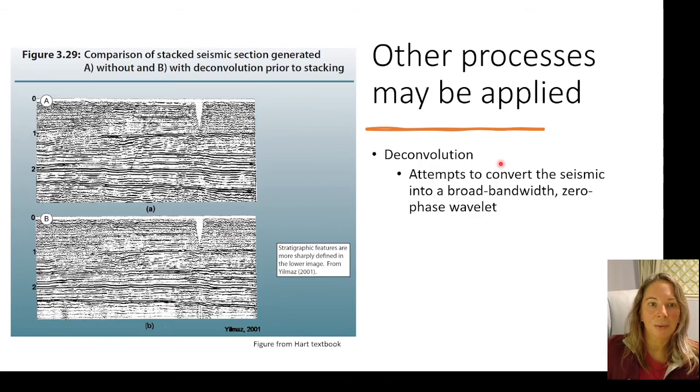Deconvolution I've mentioned also. This is a process that's essentially used to remove the acquisition wavelet and transform it to the zero phase wavelet that we prefer for interpretation. And so this is an example of deconvolution. We've got on top without deconvolution, and on the bottom with deconvolution. You can see that the reflectors look a little bit more continuous, and we'd have a little bit more confidence in terms of mapping once we've done the deconvolution.